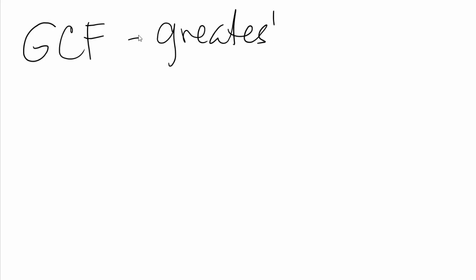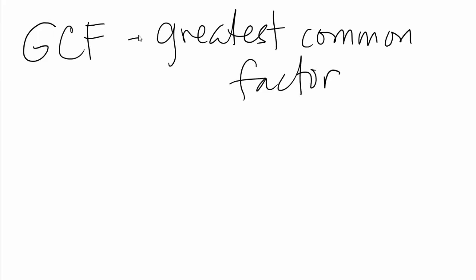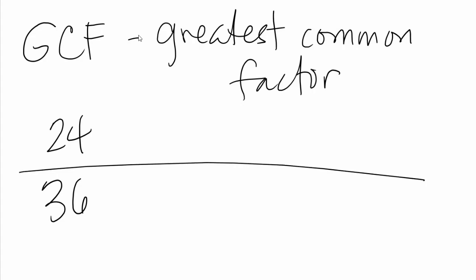Now, let us move on with finding the greatest common factor using the listing and the prime factorization method. Okay. Again, GCF stands for greatest common factor. So, let's have an example. We have 24 and 36. Okay. So, what we're going to do is we will list all the factors or the numbers that if we multiply these numbers, we will get 24. Okay? So, including itself, of course.